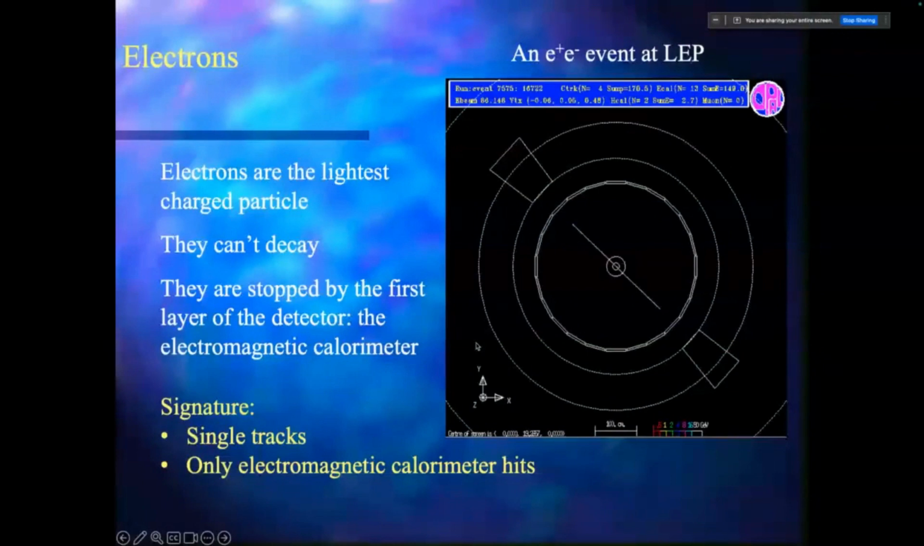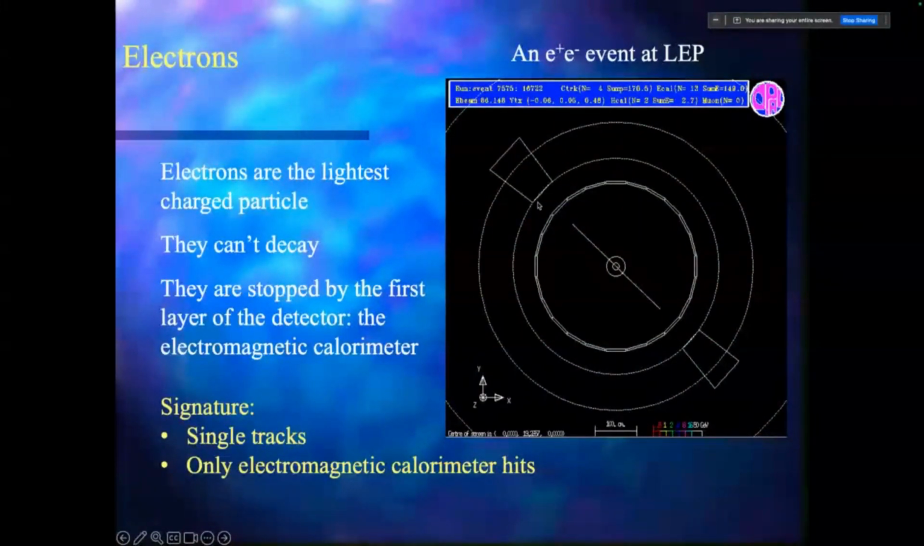So how do we identify particles? Well, the first type of particle that we might be after are electrons. So I already mentioned that they're light, they're charged, they can't decay, so they don't decay at some point whilst they're traveling, and they're stopped by the first layer of the detector, so this electromagnetic calorimeter. So if you want to identify an electron, you want to identify a particle that has left a track because it's charged, and then it's deposited all of its energy in the first layer of the calorimeter.